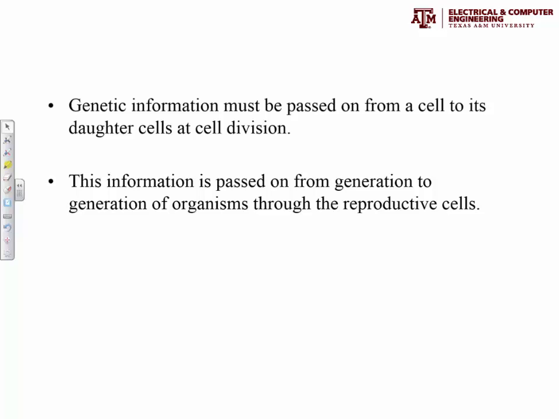Now the genetic information must be passed on from a cell to its daughter cells at cell division, because you want to produce two identical copies of the original cell. Then this information is passed on from generation to generation of organisms through the reproductive cells. Like you inherit traits from your parents, your grandparents, your great ancestors, all that is being transmitted through DNA.